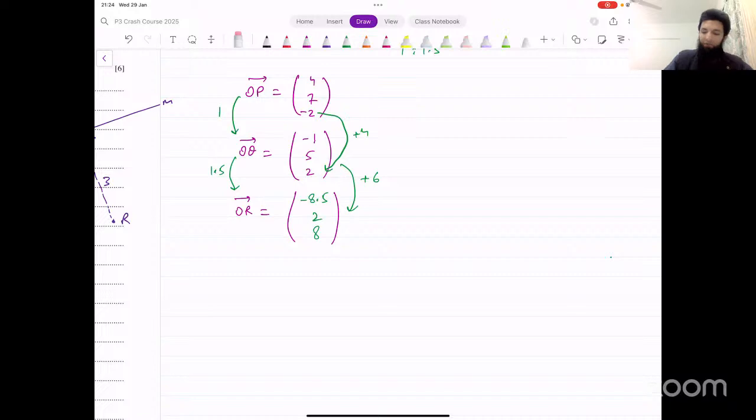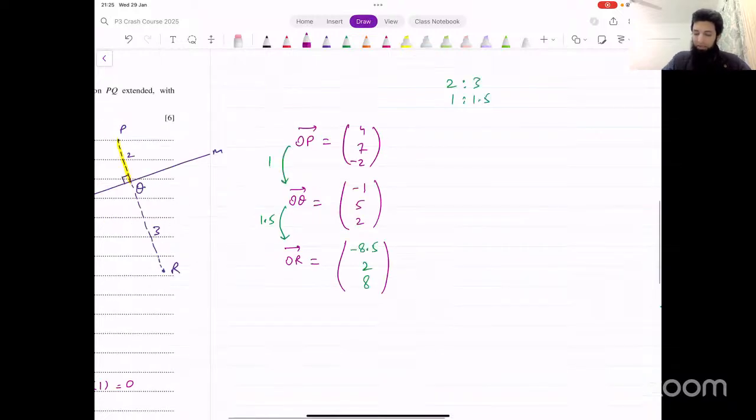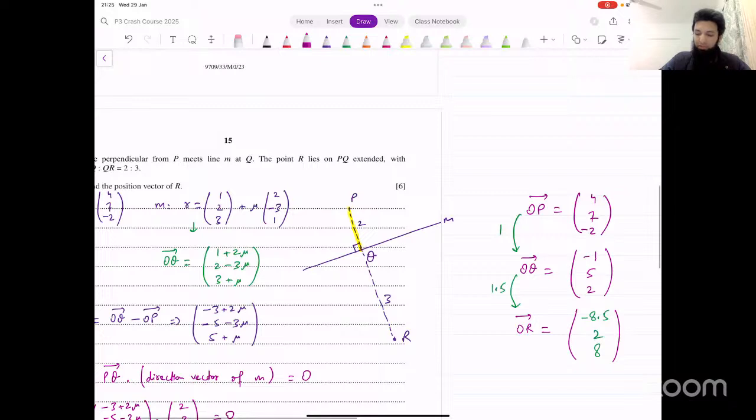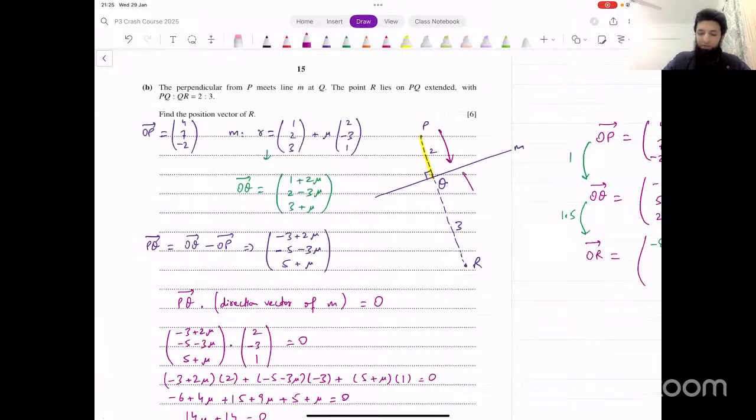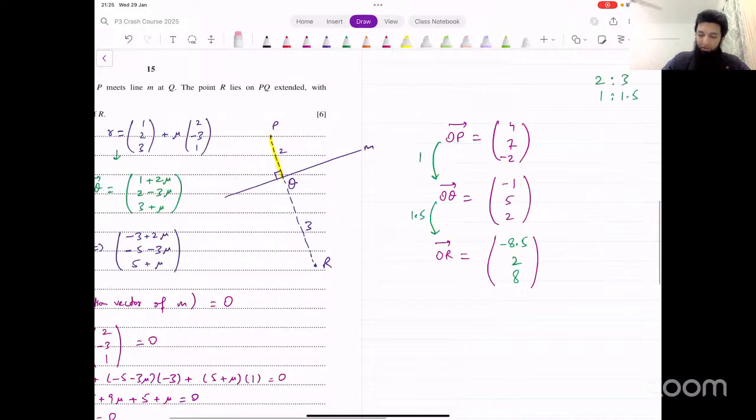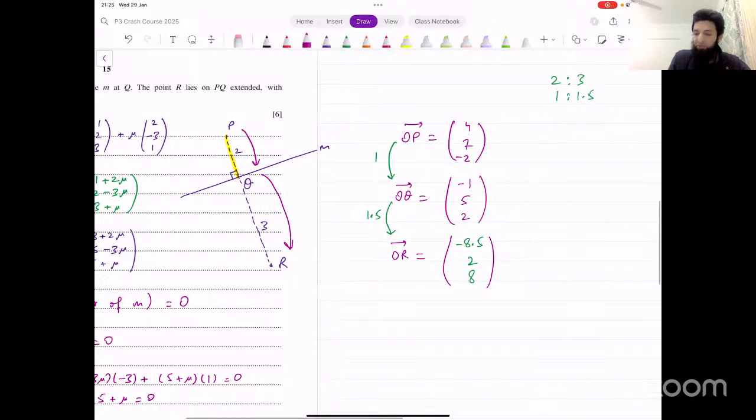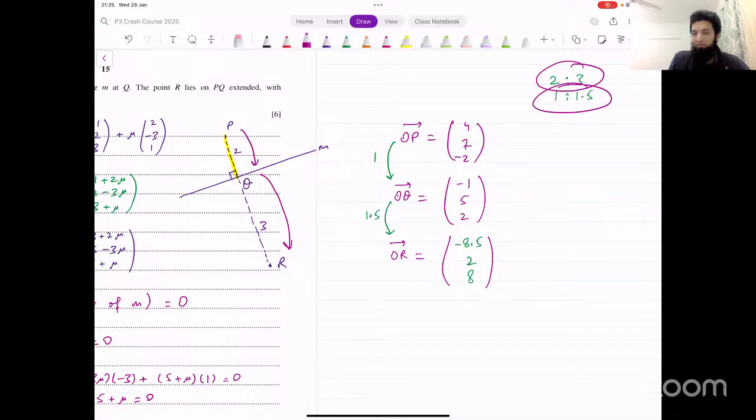Okay. Now, if you understand that, that's great. You can write it directly. But I understand it's a bit confusing. Where did 1.5 come from? The ratio. We were given that if PQ is 2 units, then QR is 3 units. So whatever is the number of units that you are taking to go from P to Q, Q to R should be 1.5 times that, because that's the ratio, right? 2:3 means 1:1.5. Okay.